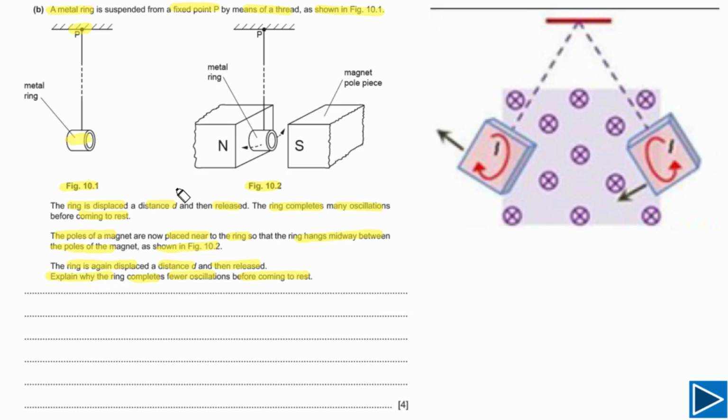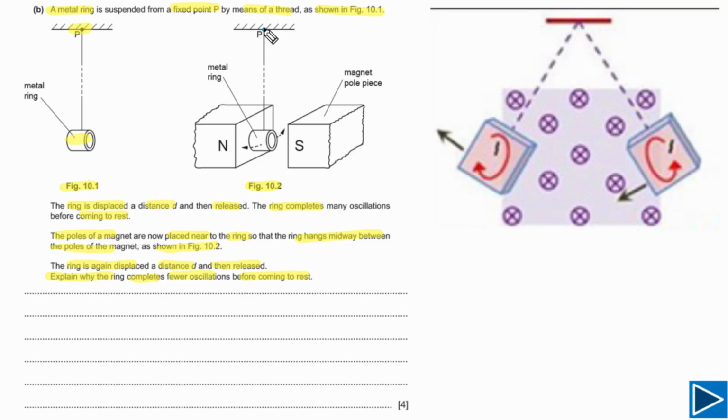Now we need to understand that if it completes fewer oscillations, it means there is some kind of opposing force that does negative work and takes energy away from this ring. That's the reason this ring completes only a few oscillations. We can explain this based on 2 different concepts. First, we can explain this based on forces. The second way is based on conservation of energy. We will follow these 2 approaches to answer this.